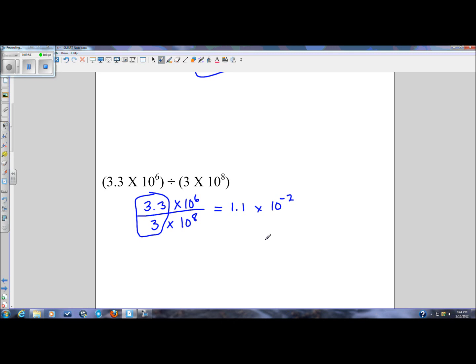Remember, you can leave negative exponents in scientific notation. In fact, many times you have to. So this is our answer.